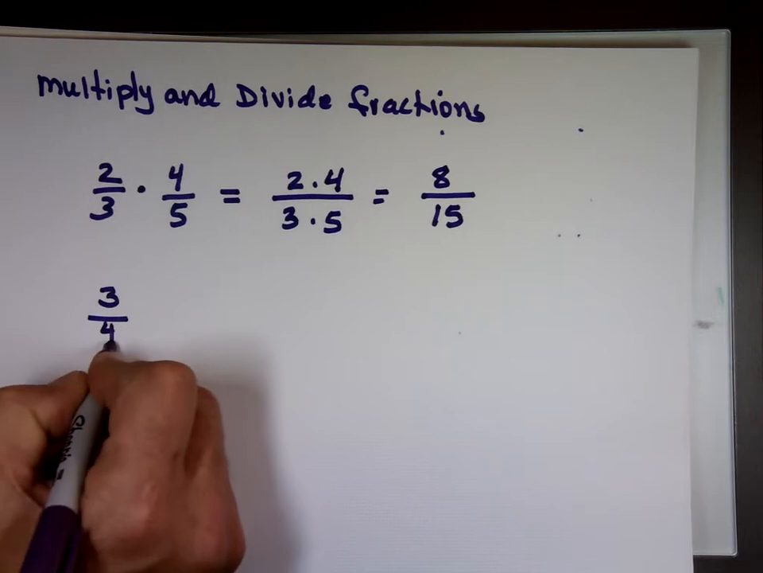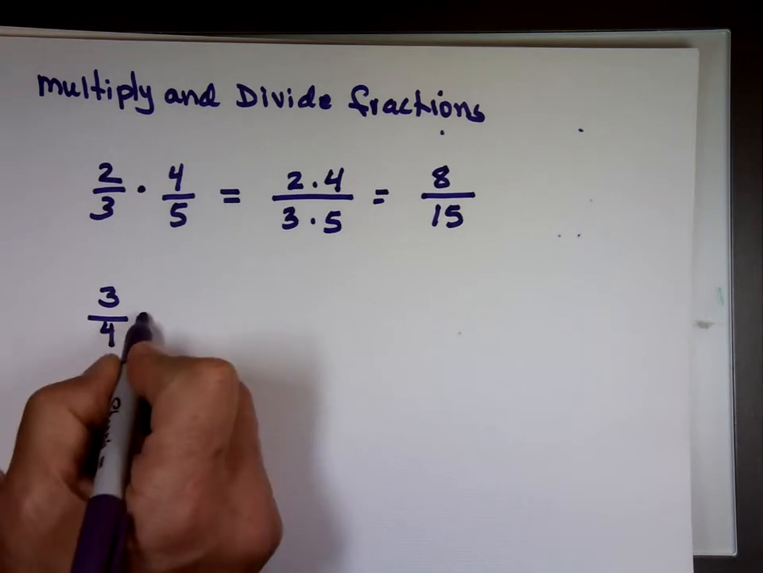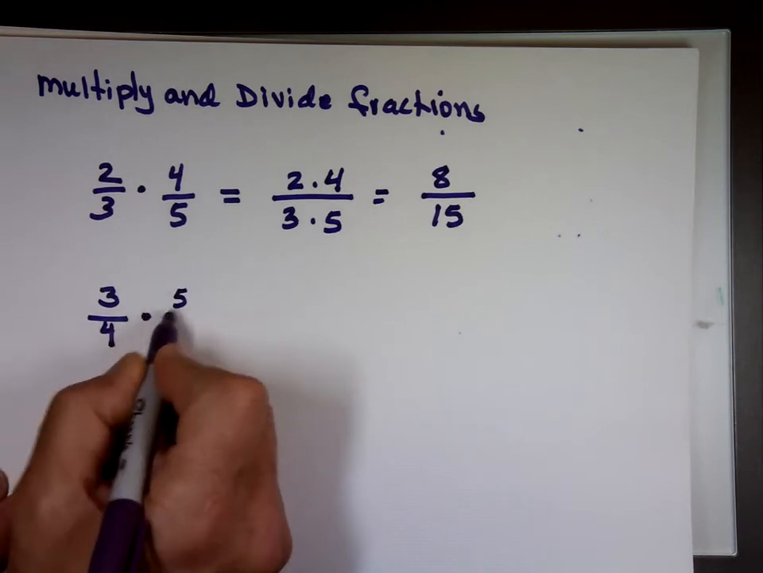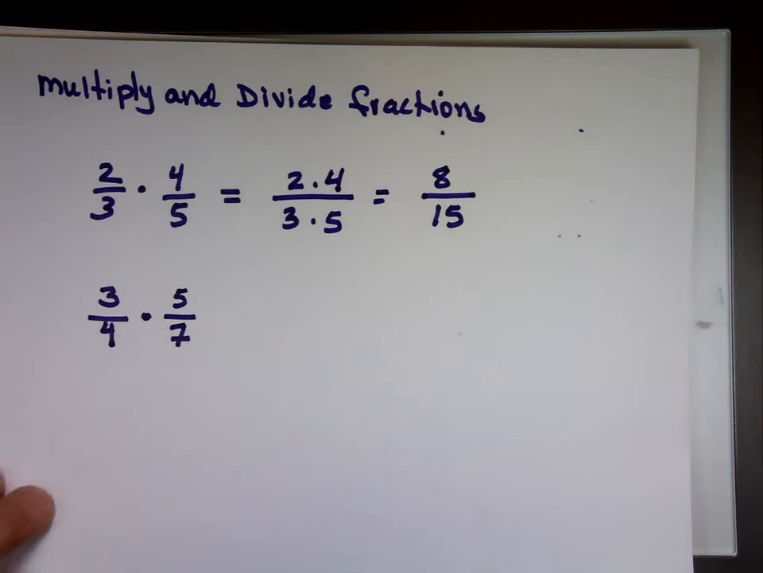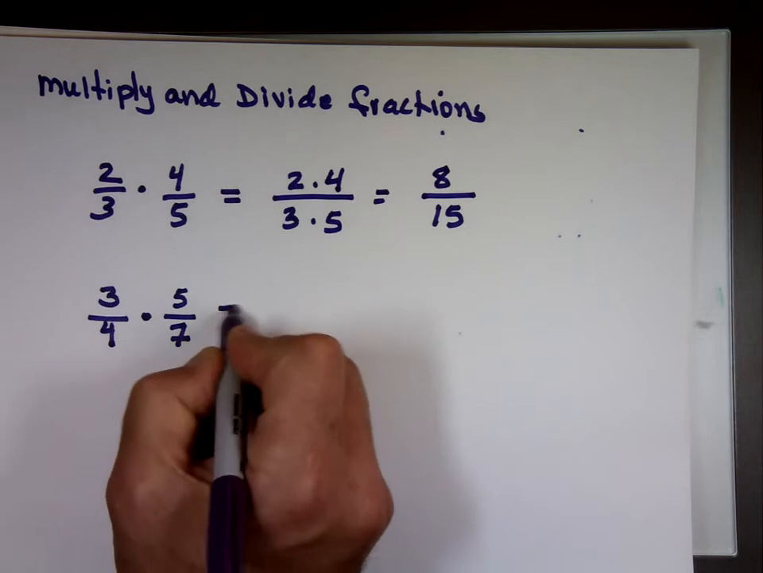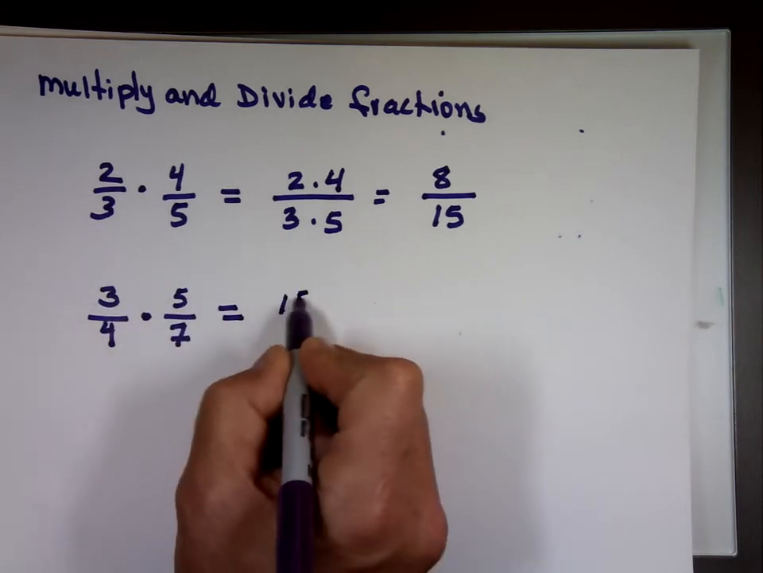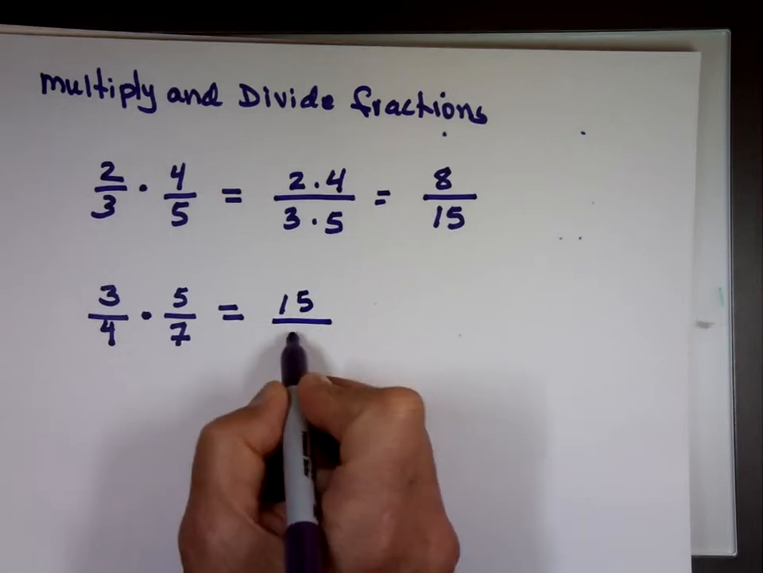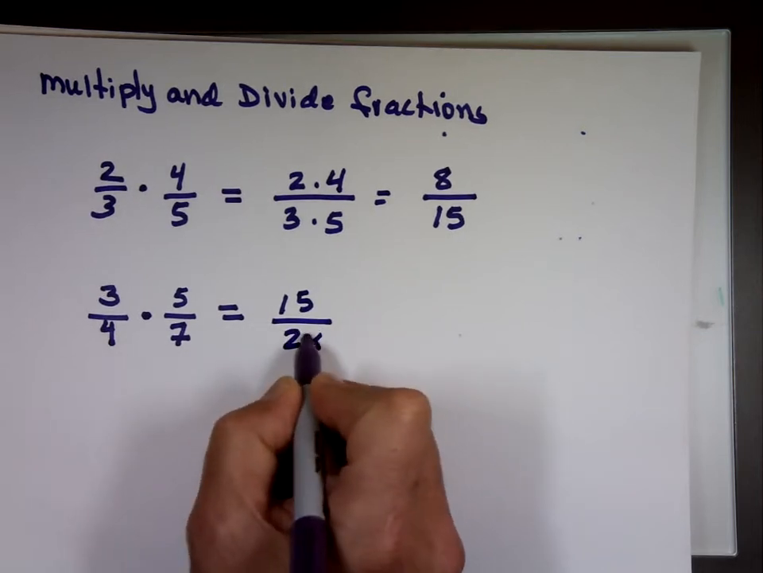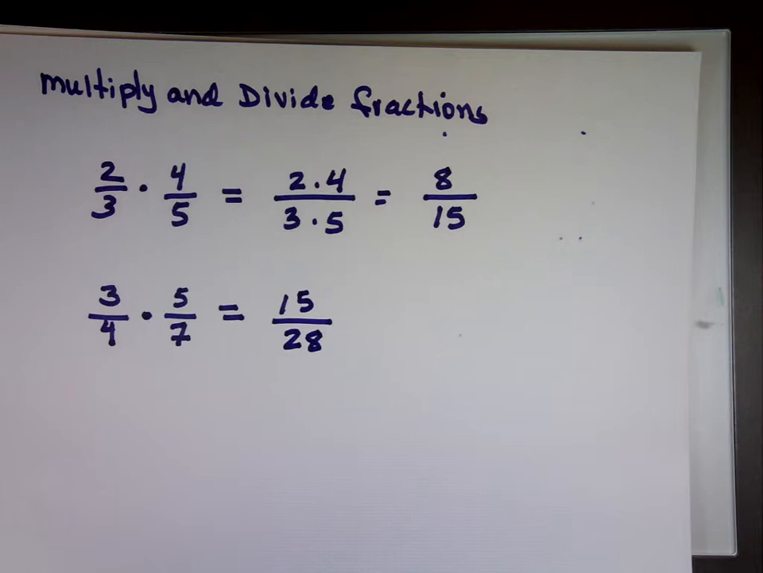3/4 times 5/7. 3 times 5, which is what? 4 times 7, 28. Can we simplify this? Doesn't look like it.